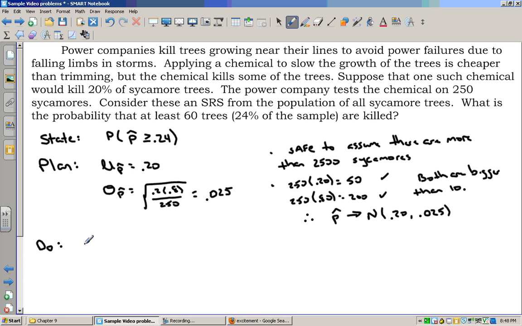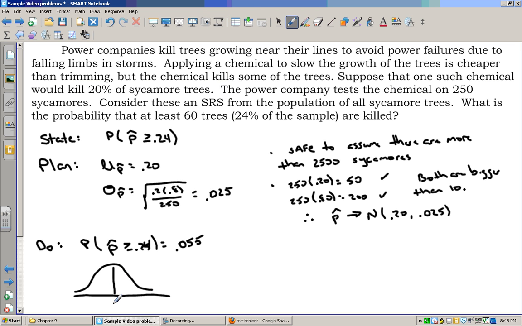Alright, so we're going to use our calculator and do normalcdf to calculate the probability that it is greater than 24%. On your calculator, you would do normalcdf with a minimum value of 0.24 and a maximum value of a very large number, with a mean of 0.20 and a standard deviation of 0.025. Punch all that into your calculator, and the answer I have in front of me is 0.055.